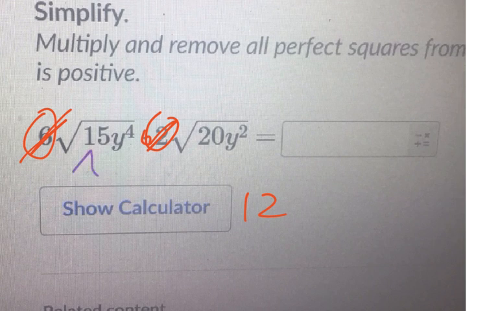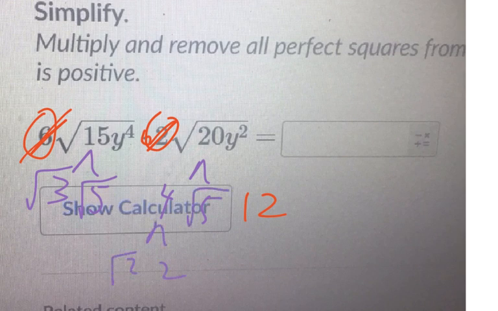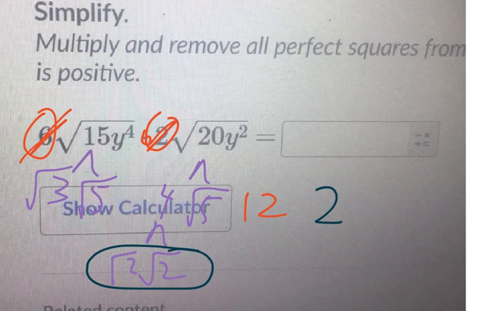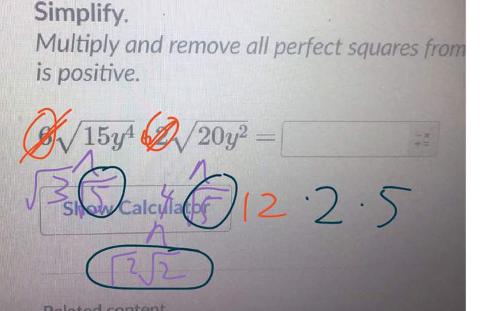Now, in my first square root, remember 15 is 3 times 5. Now remember, these are baby square roots here. 20 is 4 times 5, and 4 is 2 times 2. So now remember, all those prime numbers are baby square roots. So notice how I do have a couple pairs of 2, which make another 2. I do have a couple 5s, which make another 5. I have this extra square root of 3 left over. So I know my answer is going to have square root 3 in it.